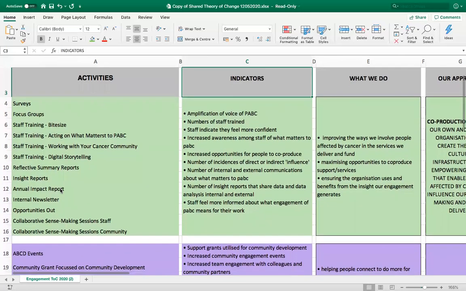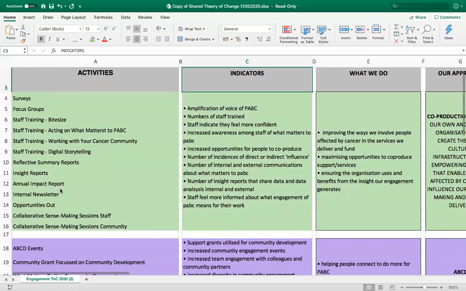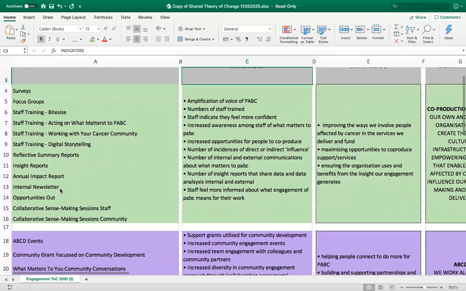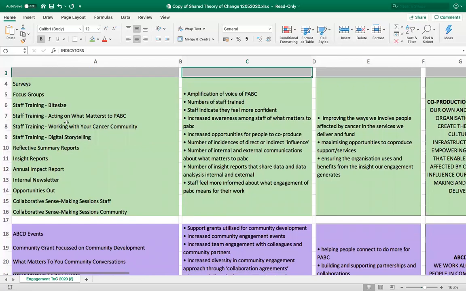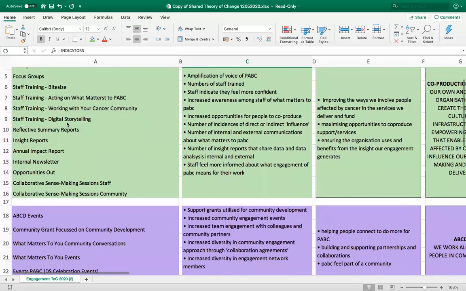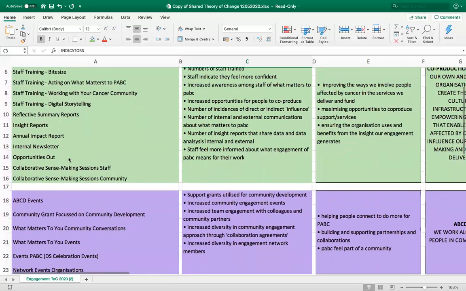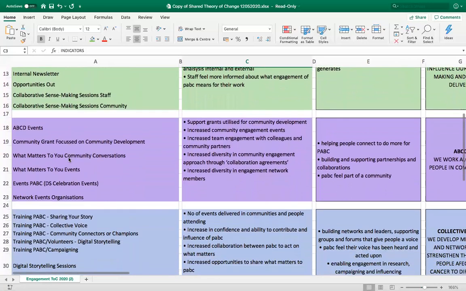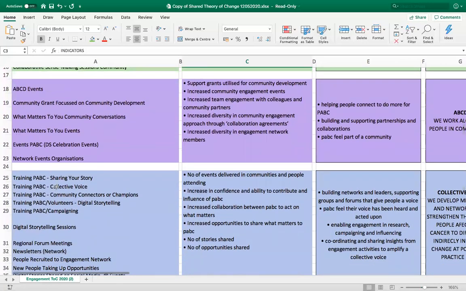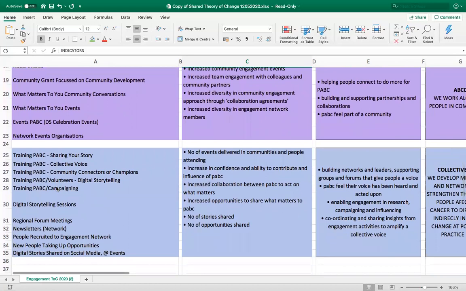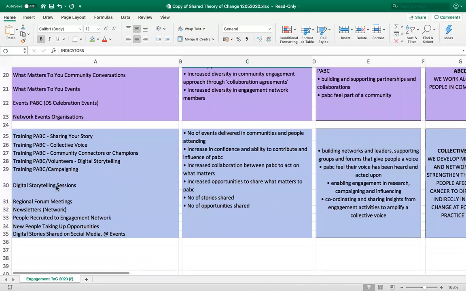But it might just help to separate those out, because when it comes to thinking about your indicators, you might want to measure them slightly differently. So, for example, here, your staff training, if your staff are your end users, then those are going to be some of your outputs. Maybe your newsletter is an output. But training PABC, for example, if that needs to happen behind the scenes in order to deliver, that's going to be part of your processes.